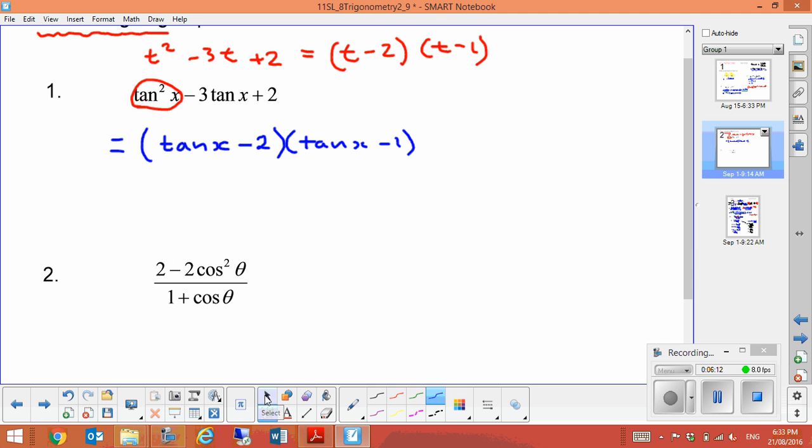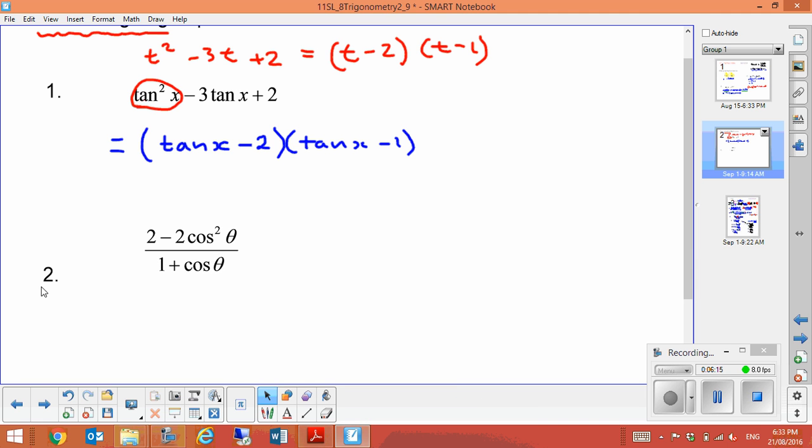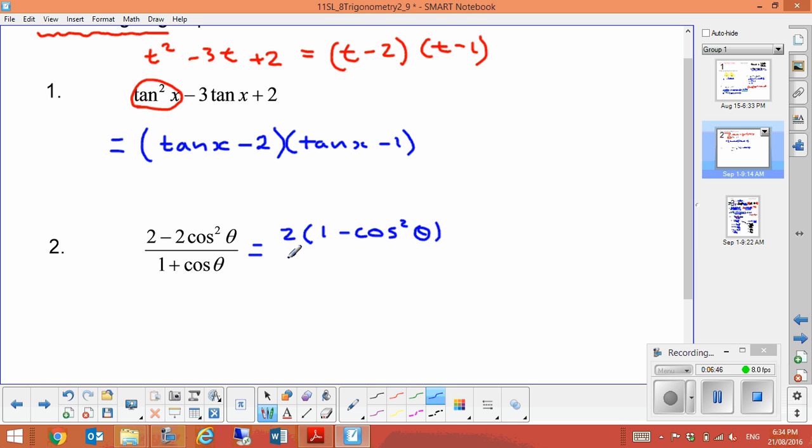In this one, we want to simplify this expression and see if we can make it simpler. We've got a 1 plus cos theta on the denominator, and 2 minus 2 cos squared theta on the numerator. Let's pull out the 2, because I can see we've got a common factor there. So we get 2 times 1 minus cos squared theta, all over 1 plus cos theta.